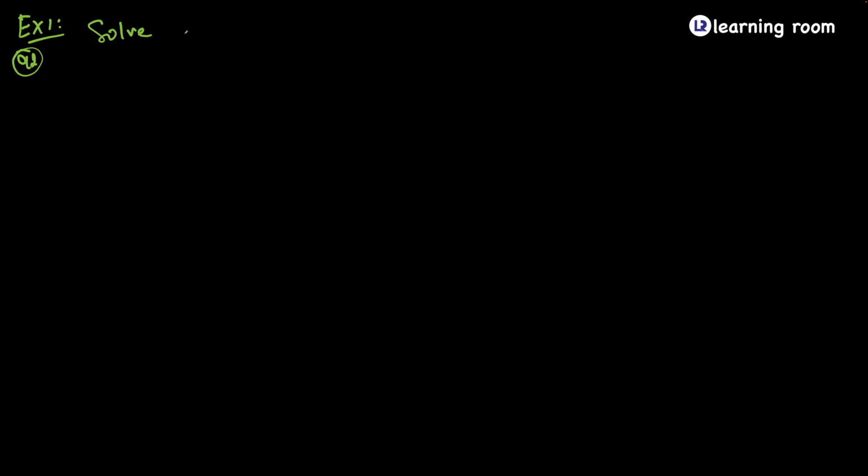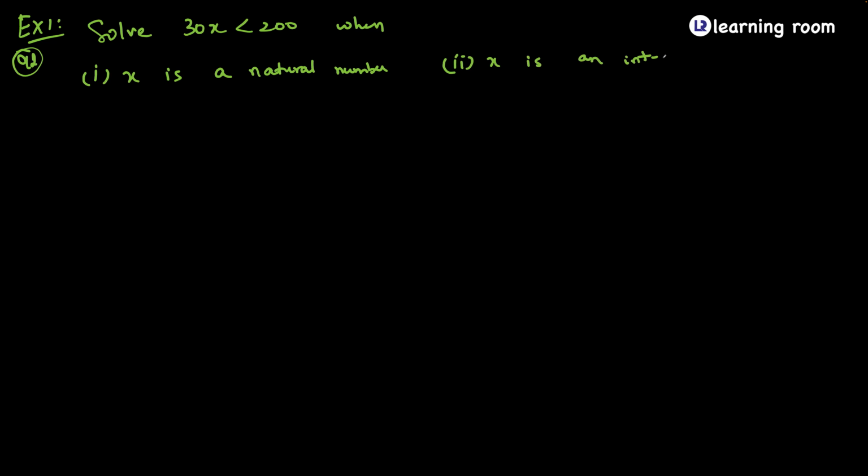solve 30x less than 200. This was the first statement that we saw, if you remember. That Ravi's example, he had 200 rupees, 3x. So this, they gave it as a problem. So 30x is less than 200. So when, first is, x is a natural number, and second is when x is an integer.